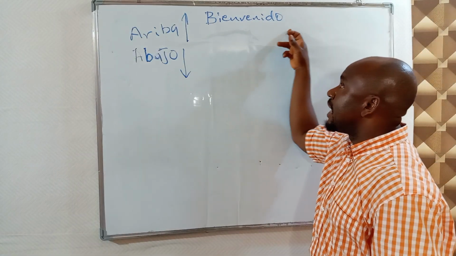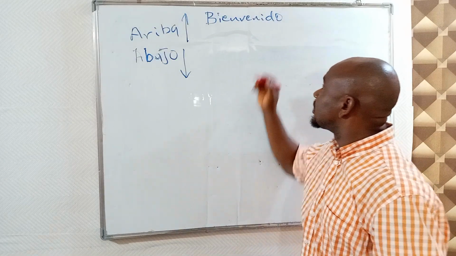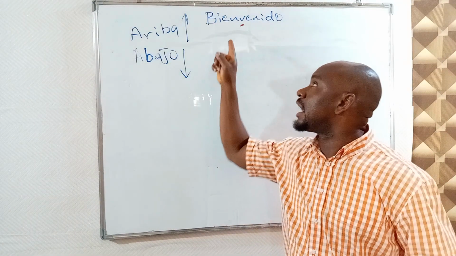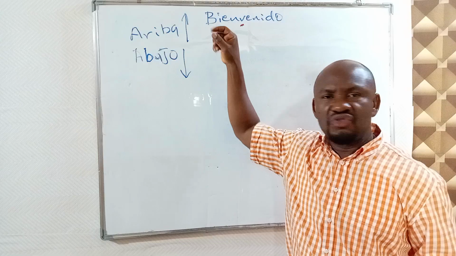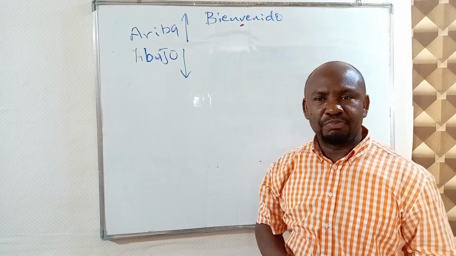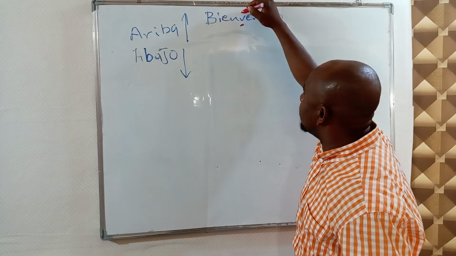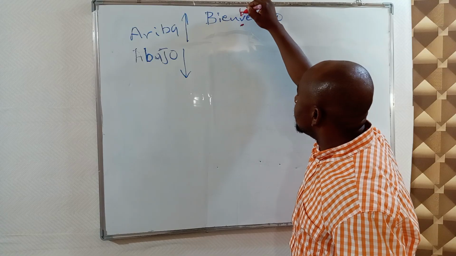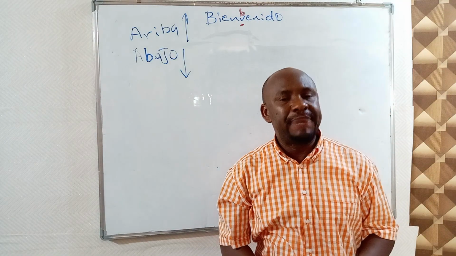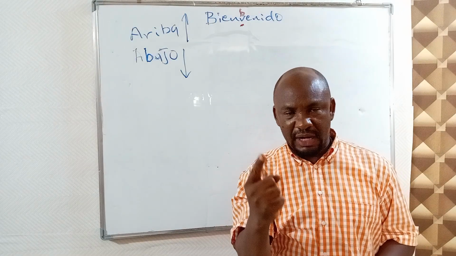You can see what we have here. Bienvenido. Now, remember our alphabet. When we say this is B, an English person will say it wrongly. That's an error. It's bienvenido. That means it is pronounced as B. Bienvenido. Everybody say bienvenido. Pay attention to the pronunciation.